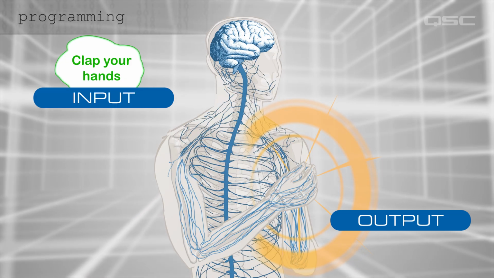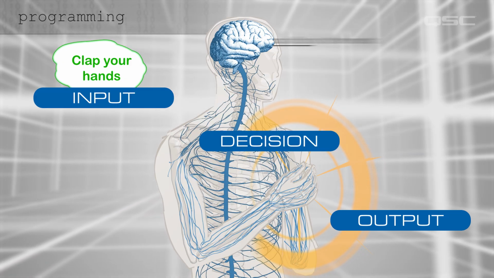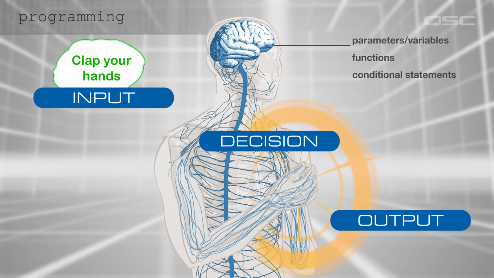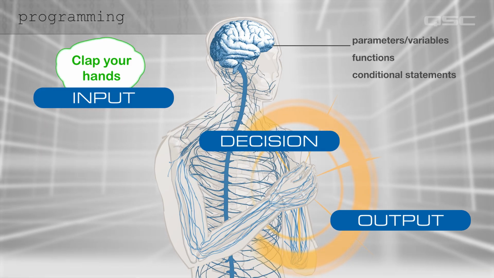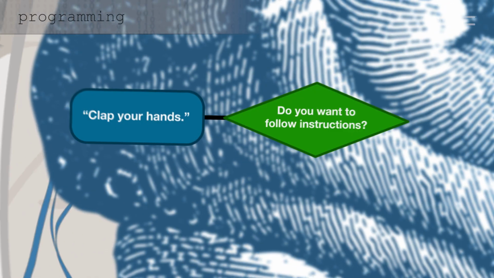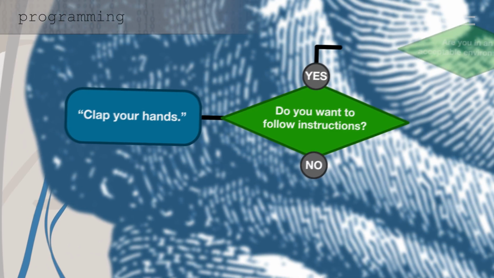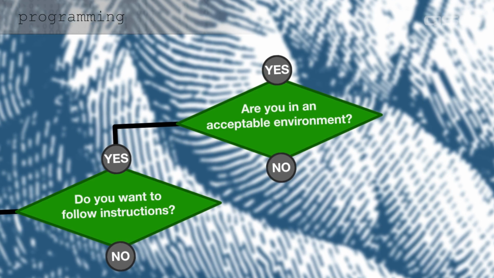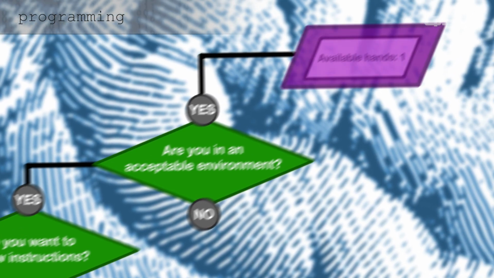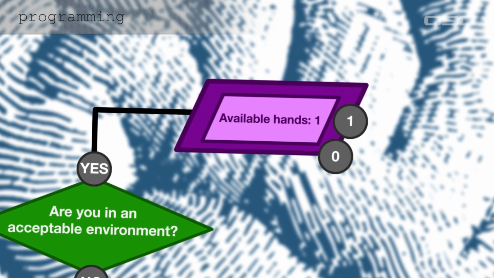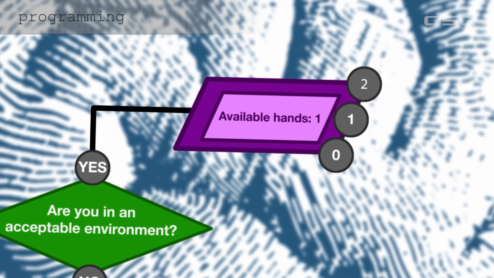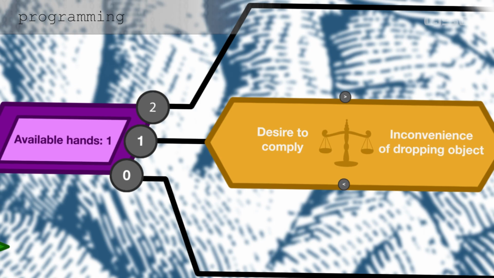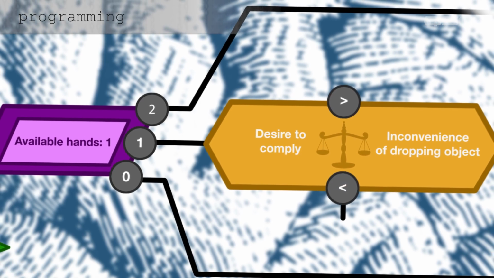In between, the decision-making process is full of conditional statements, functions, and references to external parameters which you may have not even been aware of. For instance, do you want to follow the instructions or not? Are you in an environment in which it would be acceptable to suddenly clap your hands or not? Let's reference an external variable that states whether or not there is currently something in your hands that would prevent you from clapping. Then, a comparative function would decide whether your desire to comply with the command is greater than the inconvenience of putting the thing in your hand down.